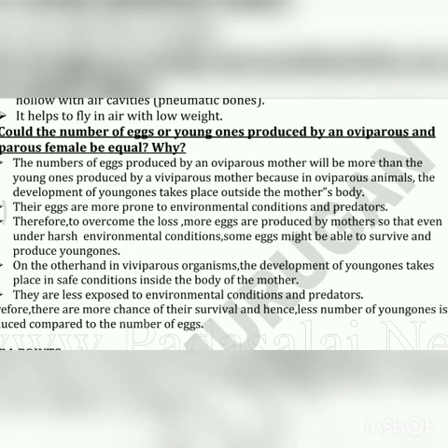The eggs are more prone to environmental conditions and predators. Therefore, to overcome the loss, more eggs can be produced by the mothers so that even under harsh environmental conditions, some eggs might be able to survive and produce young ones. So the oviparous can lay more eggs since they are laid outside the mother's body. On the other hand, in viviparous organisms, the development of young ones takes place inside the safe condition of the mother. So they are less exposed to environmental conditions and predators. Therefore, there is more chance of their survival and hence fewer young ones are produced compared to the number of eggs. So this question is very easy.